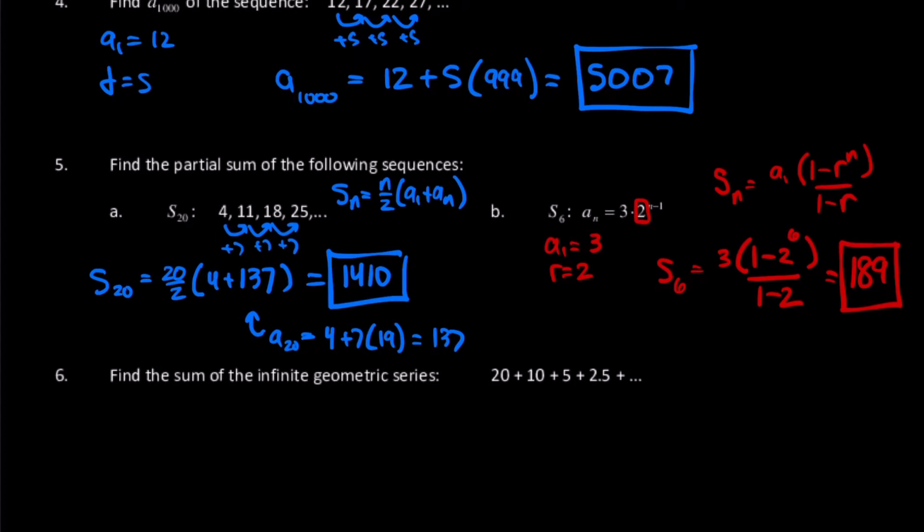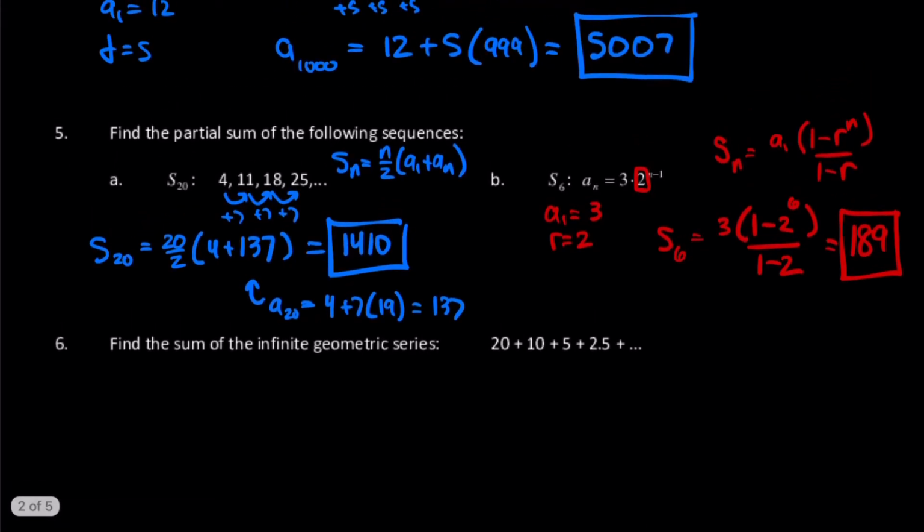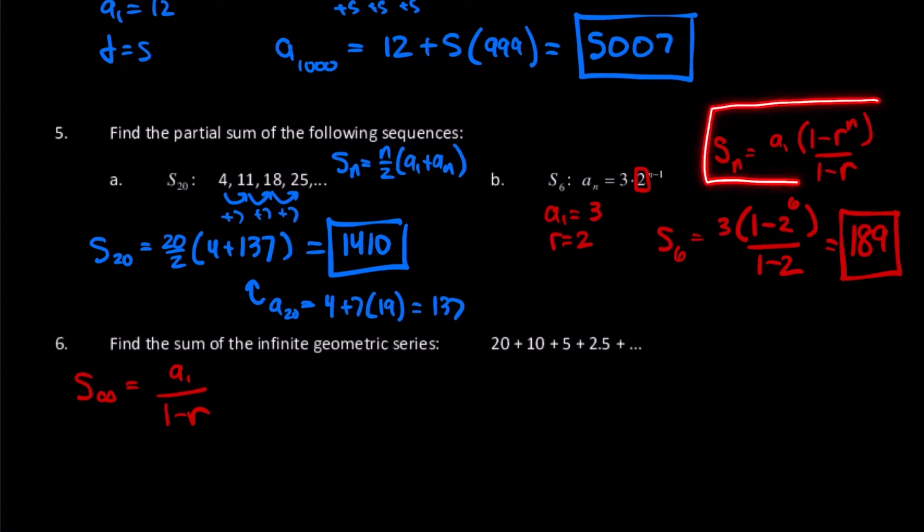Okay, last one on this page. Find the sum of the infinite geometric series. So again, we have a formula for the sum of an infinite geometric series. Because it's the review, I'm going to write it down over here. That is simply a sub 1 over 1 minus r. And what's kind of cool about it, if you watch the video and watch me derive this, it's this formula right here without the 1 minus r to the n.